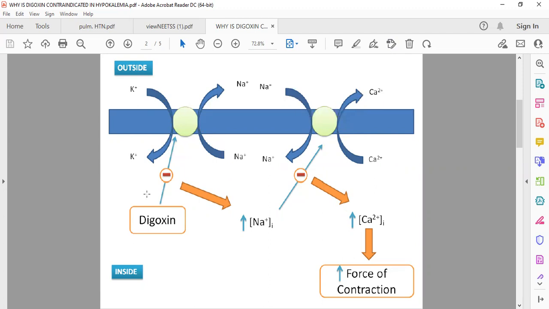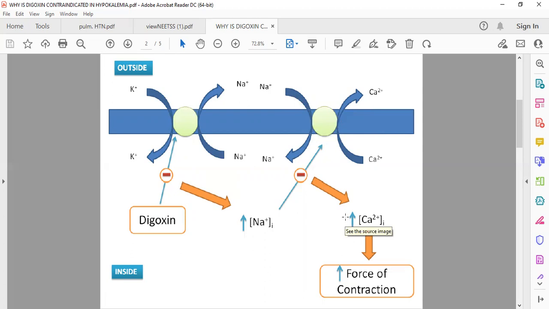Now let us assume we have started them on digoxin. Digoxin will actually inhibit this sodium potassium channel. If it inhibits the sodium potassium channel, the potassium which was supposed to come inside will not be coming inside anymore. So potassium levels will remain high outside of the cell. Similarly, the sodium which was supposed to go out will not go out anymore, and the sodium will remain inside the cell. Once the sodium amount is very high inside the cell, there is no need of further sodium inside the cell. So there will be inhibition of the sodium calcium channel as well. So no calcium will be going from inside to outside, and calcium amounts will remain high inside the cell.